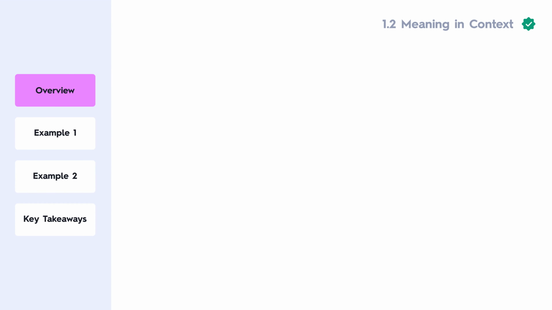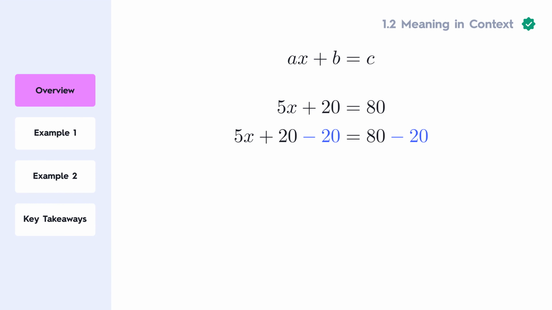Now that we've introduced the topic, let's explore what it means for a linear equation to represent a real-world scenario. A linear equation in one variable is an equation that describes a straight-line relationship between two quantities. In real-world problems, these quantities can represent things like money, distance, time, or items. The key is understanding how constants and variables correspond to real-life meanings.